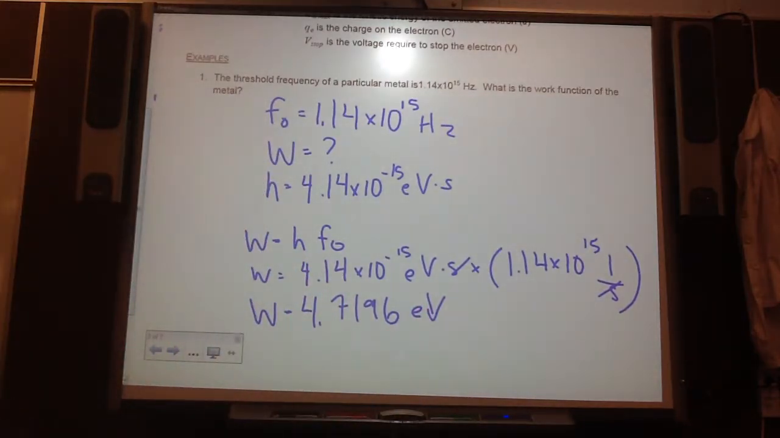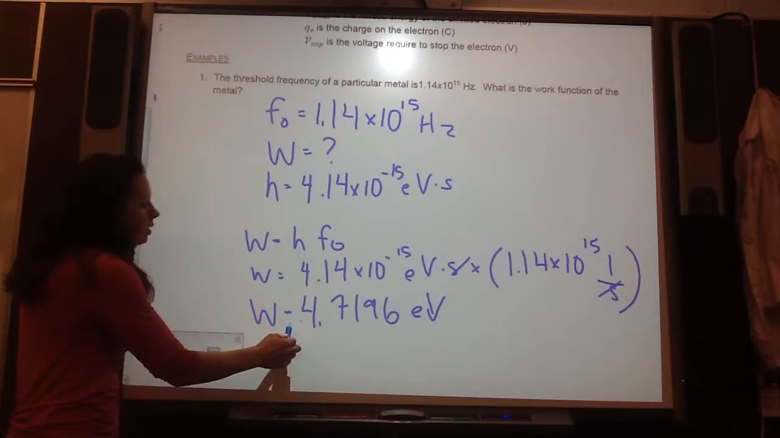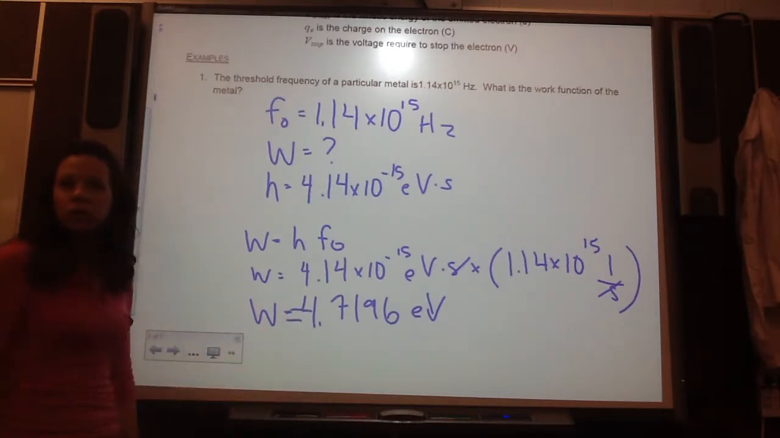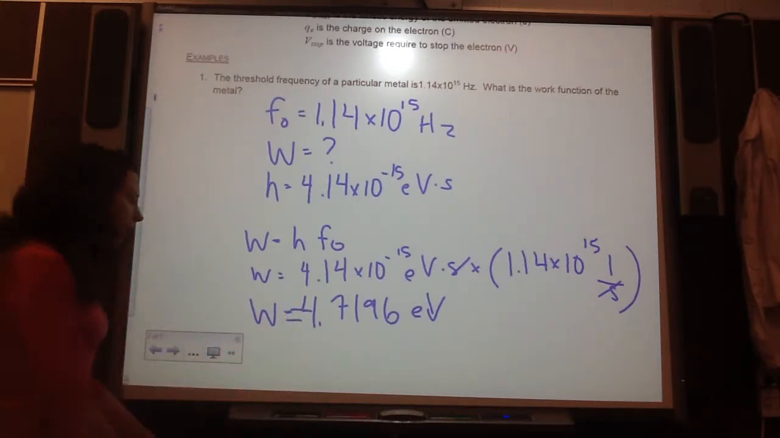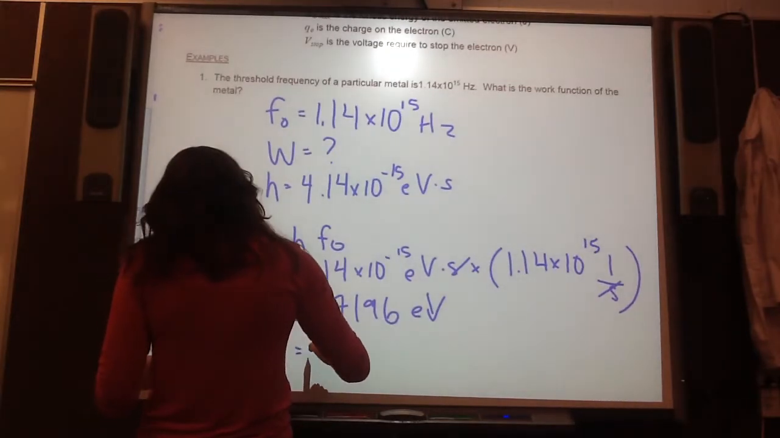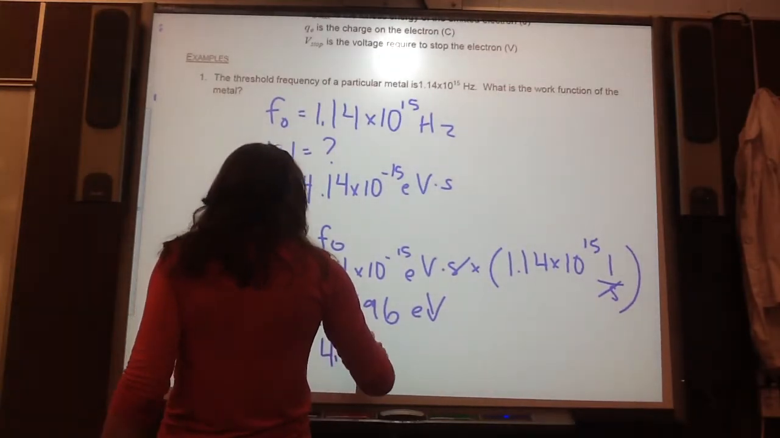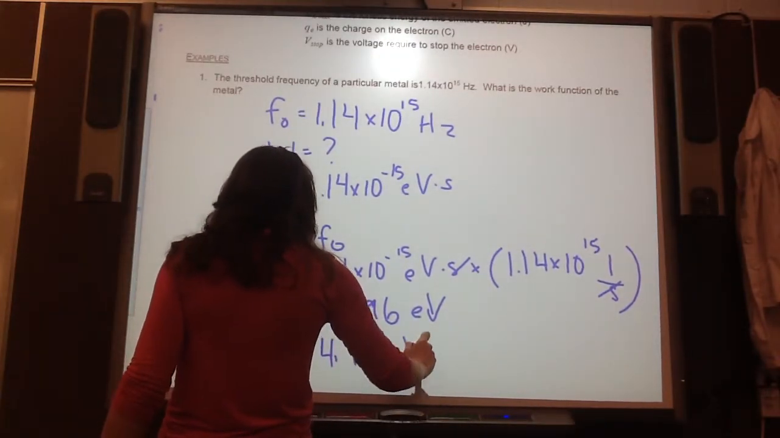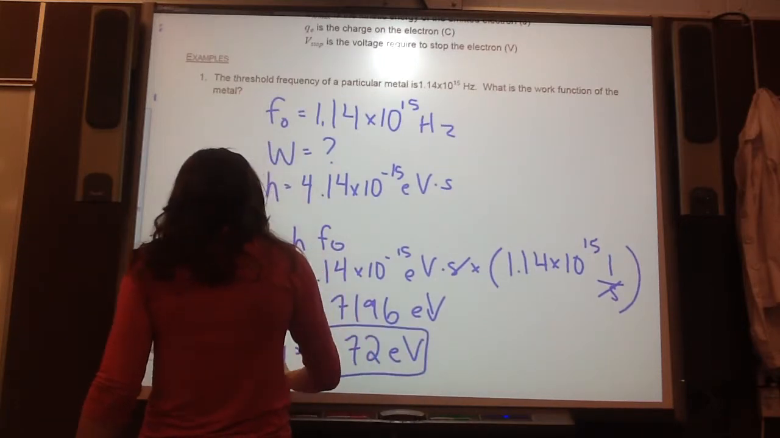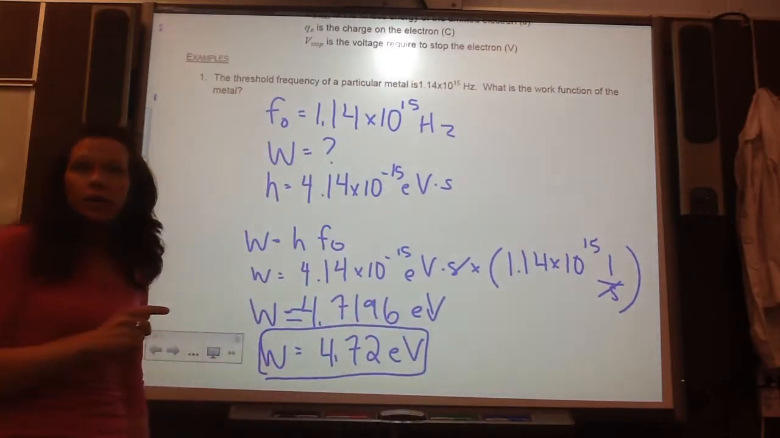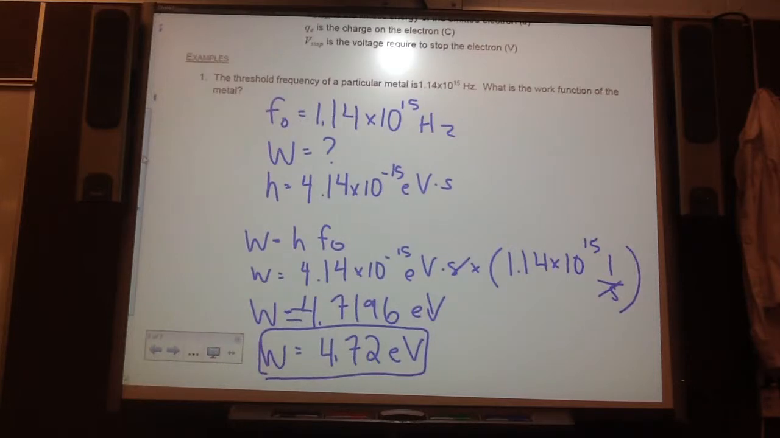Do you want me to do it with the other H as well? So that's just the answer? To sig figs, then, it's 4.72 eV. If you did it the other way with the other H, it would be in joules, and it would be a different number, with different units. So it says, what is the work function?